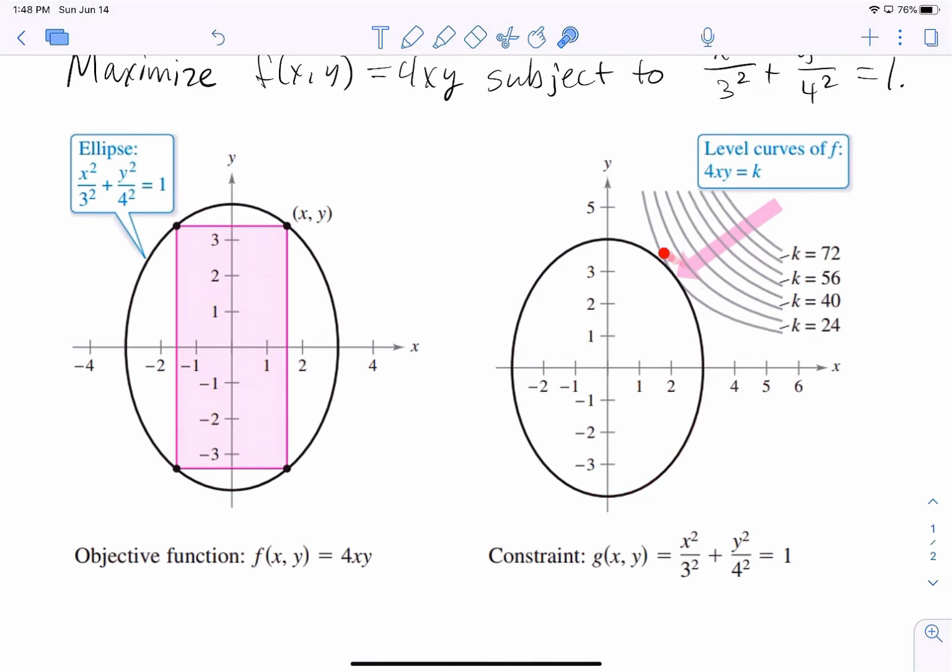Over on the right, we have a different way to look at this. There's the ellipse, and it's given as the constraint. g(x,y) equals x squared over 3 squared plus y squared over 4 squared is equal to 1. And there are several level curves of f(x,y) is equal to 4xy.